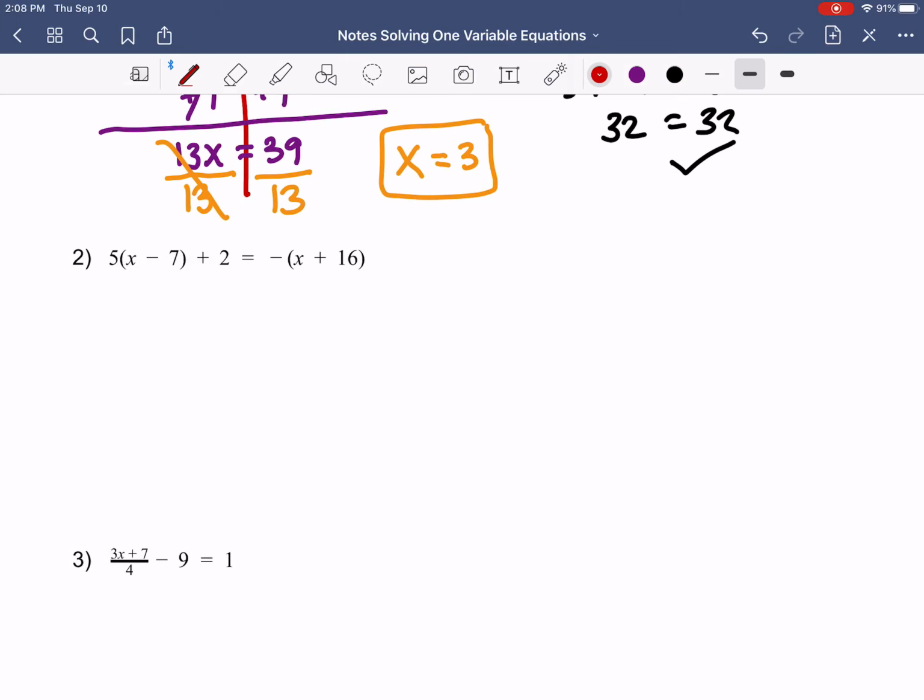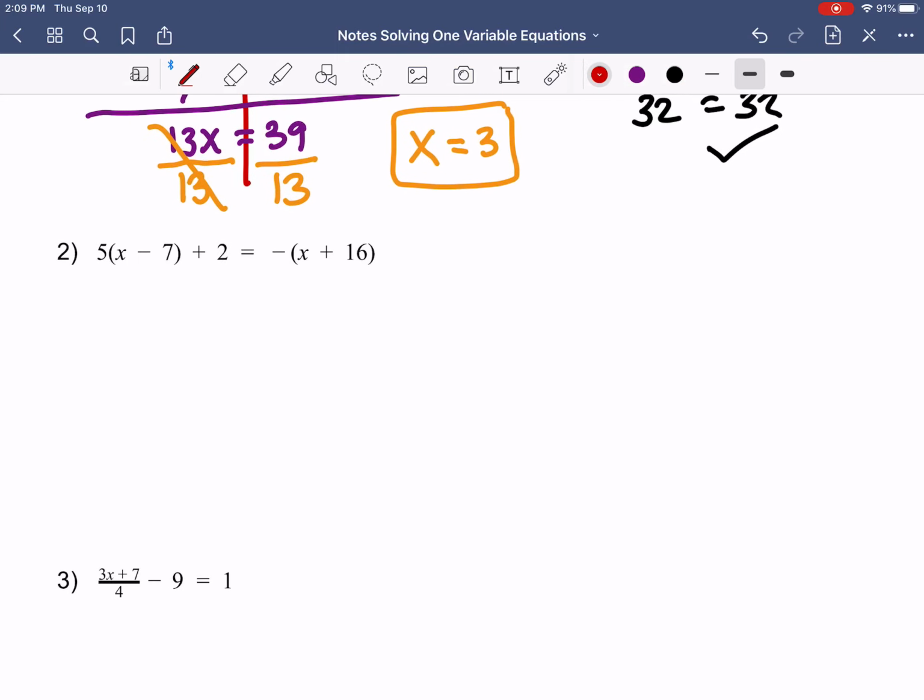So number 2 says 5 parentheses x minus 7 plus 2 equals negative 9 parentheses x plus 16. So first off, do we have any fractions? No. So then we're going to go to parentheses. Are there parentheses? Yes. We want to go ahead and distribute to get rid of those at the beginning.